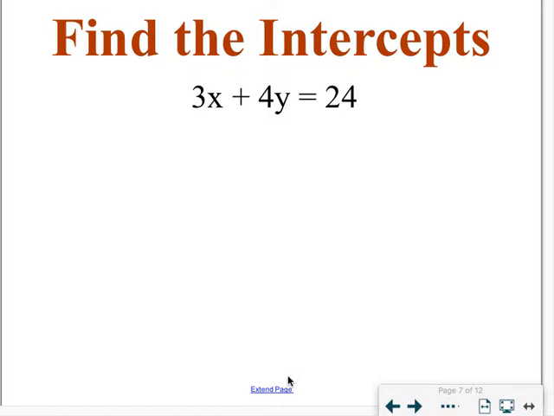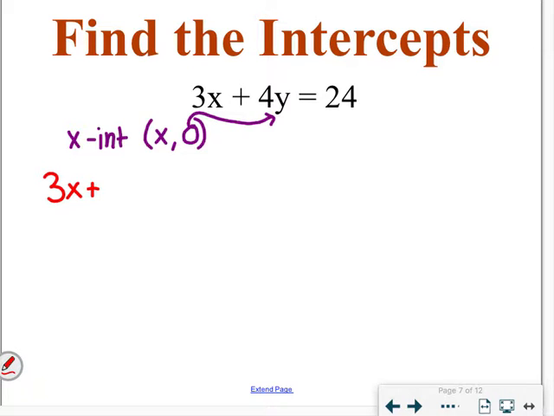Next thing we have to cover is how to find the intercepts of an equation. So we have 3x plus 4y is equal to 24. If you recall from a couple slides ago, to find our x-intercept, we are looking for a point that has an x value, comma 0. So we can plug that 0 in the place of y in the equation. So I'm going to have 3x plus 4 times 0 gives me 0 is equal to 24. Adding 0 to anything doesn't really change it, so I have 3x is equal to 24, meaning that my x-intercept is 8.